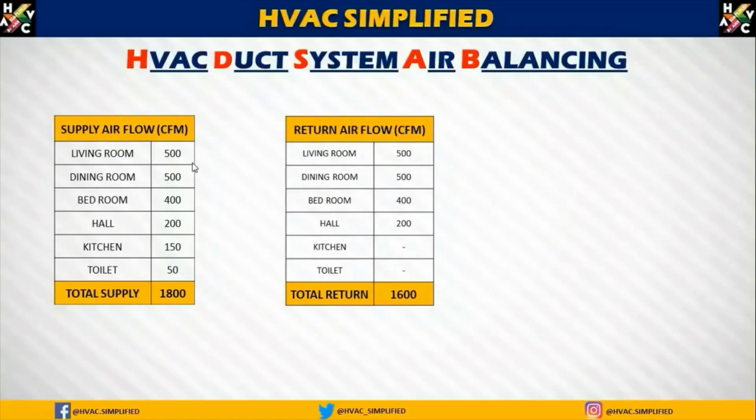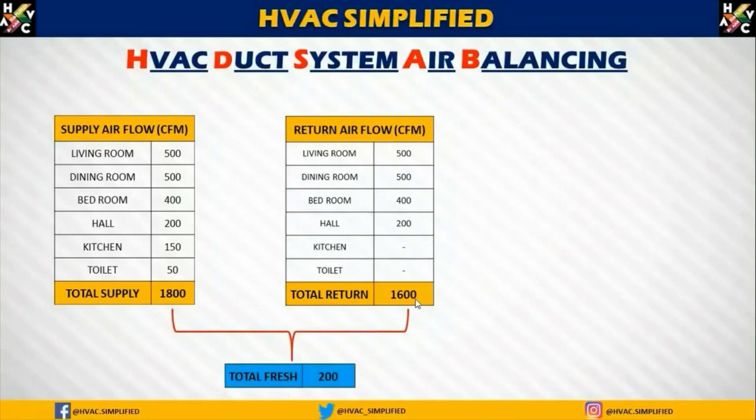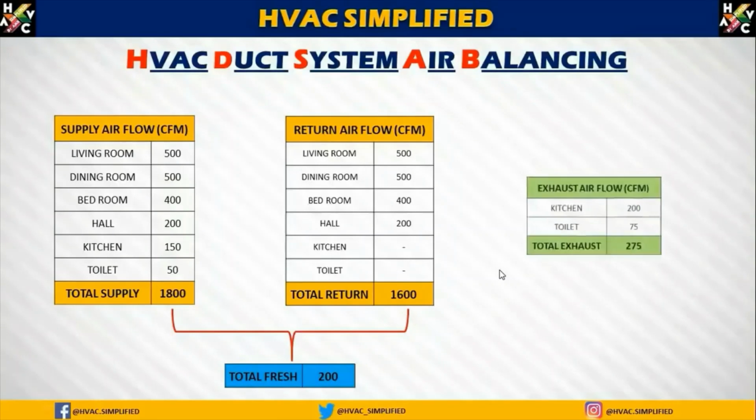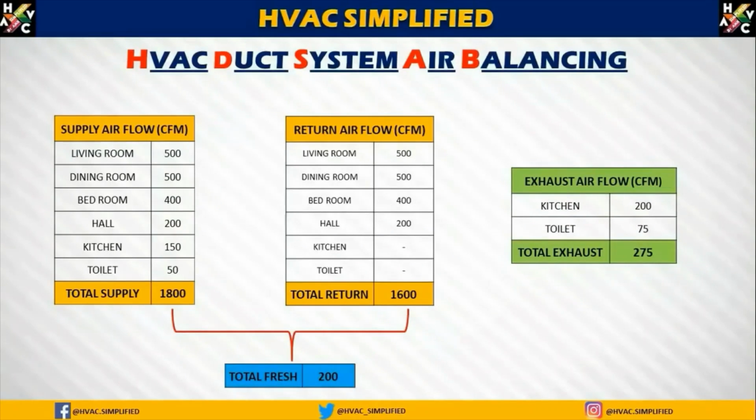Now next you have to see what the return airflow requirement is. As you can see, the return airflow requirement is for the living room, dining room, bedroom and hall, whereas in the kitchen and the toilet there will not be any return. So the total return air required will be 1600. So now as you can see there is a shortfall of 200 CFM, which is the amount of fresh air that needs to be provided in the system.